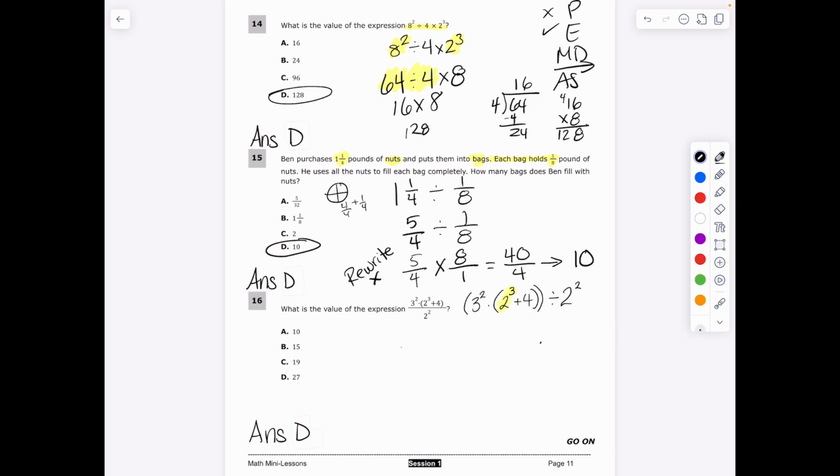2 to the third power we've done before. 2 times 2 is 4 times 2 is 8. So this is 8 plus 4. And again, I do like to rewrite.